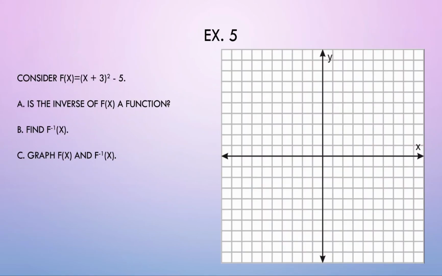Okay, so consider f of x equals (x plus 3) squared minus 5. Is the inverse of this going to be a function? Well, the original function would be a parabola that opens up, shifted 3 to the left and down 5. So the original function is going to look something like this.